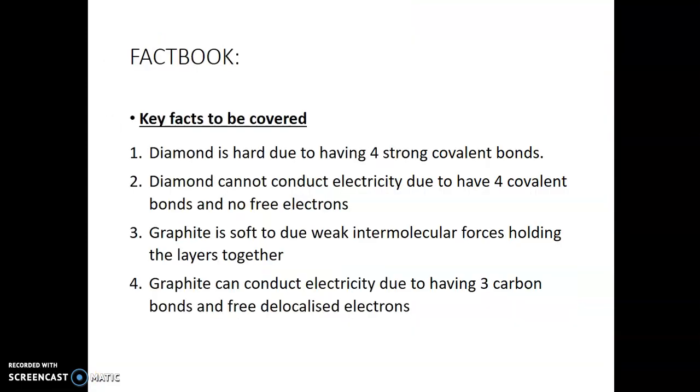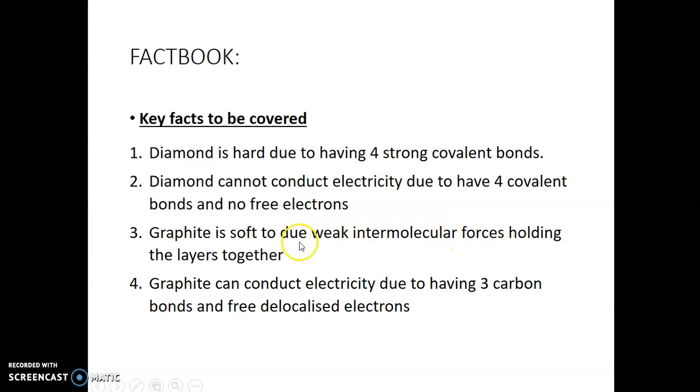Okay, so looking back at what you needed to know from the fact book, diamond is very hard because each carbon atom has 4 strong covalent bonds with 4 other carbon atoms. It does not conduct electricity because all of the electrons are being shared in these bonds, so there are no free electrons.